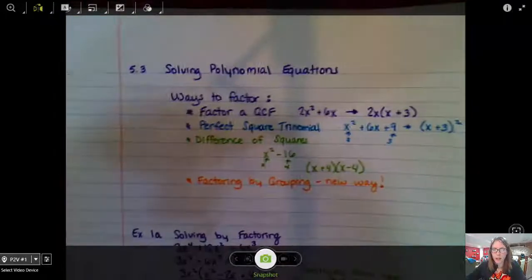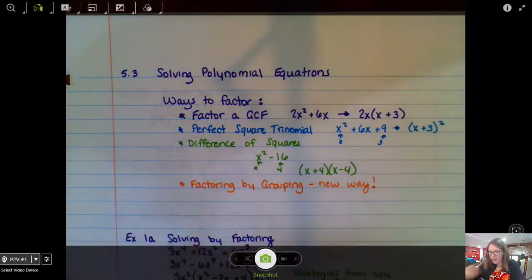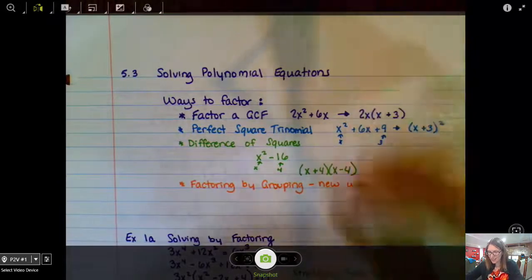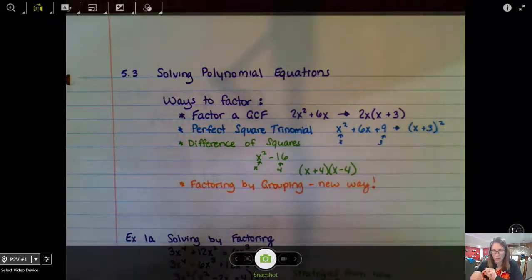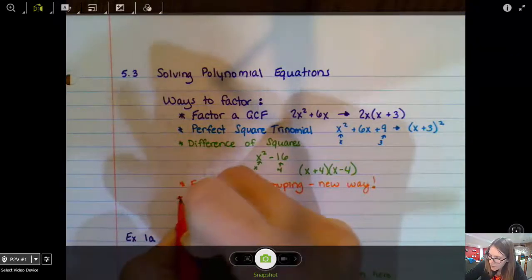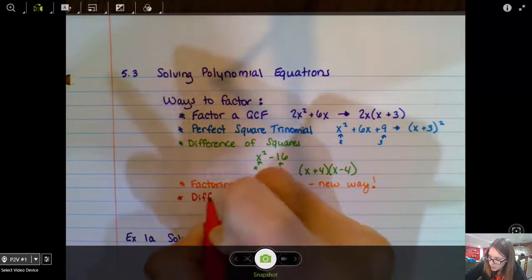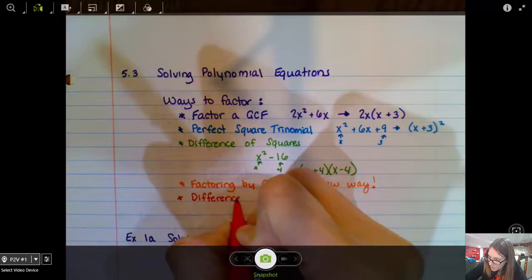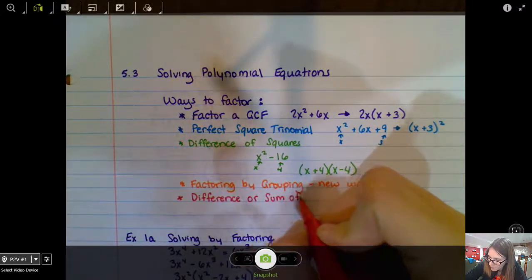To get started today, I want to look back at that chart that we made with some of our ways that we can factor. We had a pretty good list of strategies that we have learned so far. We're going to add one more new strategy to factor, and that is if we happen to have a difference or a sum of cubes.